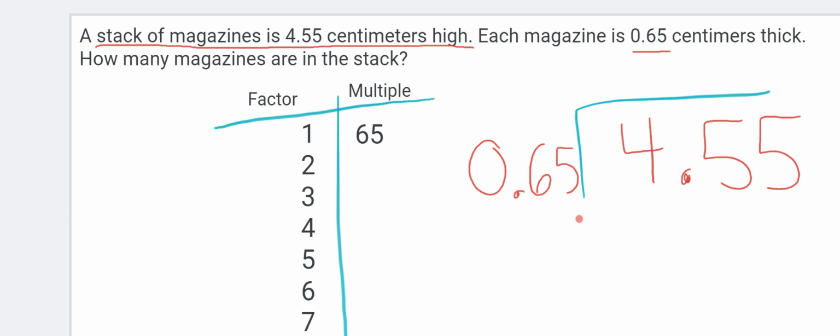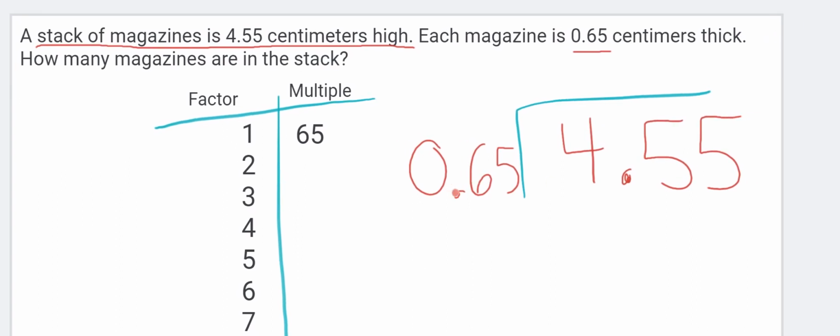Now, my divisor cannot be a decimal. How many times do I have to move the decimal point to make my divisor a whole number? That's right. I'd have to move it 2 times. 1, 2. And again, whatever I do to the outside, I have to do to the inside. So I moved it 2 times, so I'm going to move it 2 times. Oh, and then when I divide, I have to remember to bring the decimal straight up.